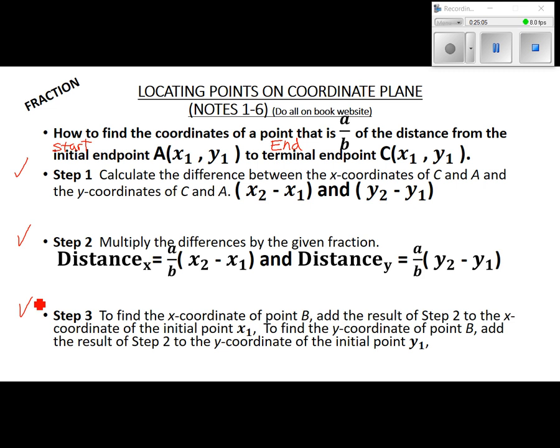So the first step, calculate the differences. So you might just write subtract. You're going to subtract the x's for your 2 points, and subtract the y's for your 2 points.